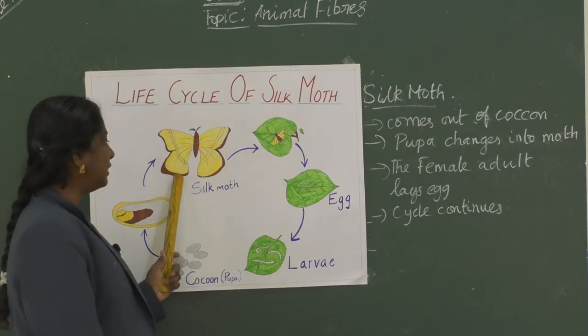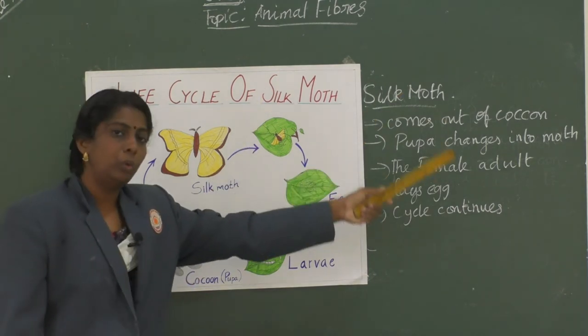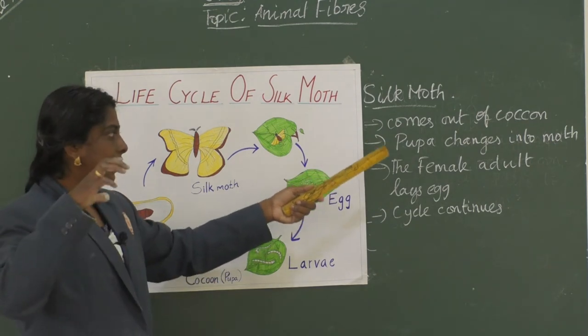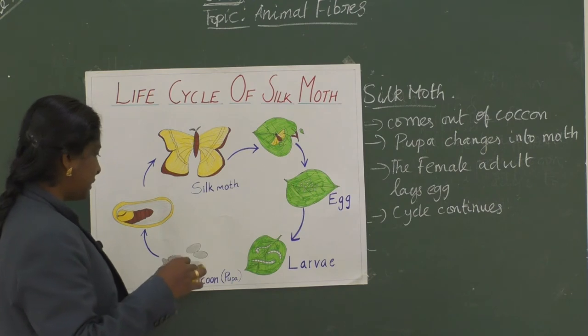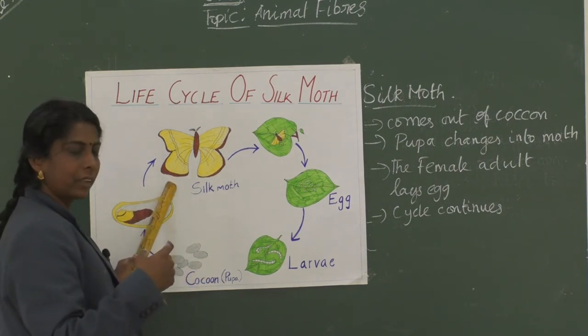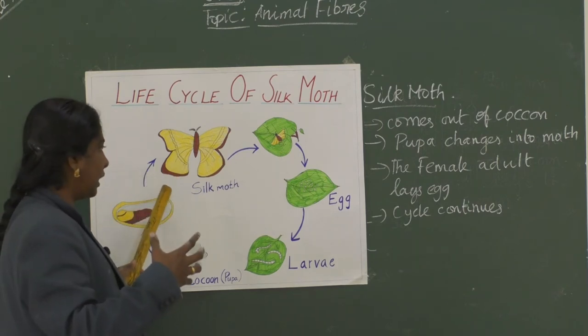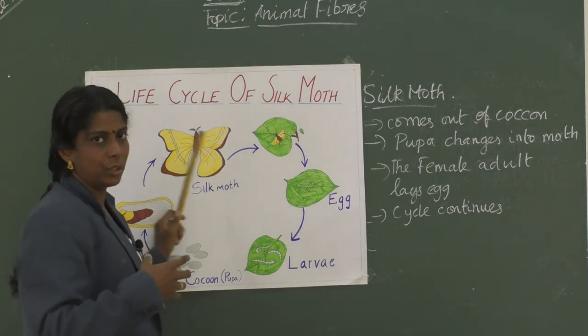The final stage, silk moth. The silk moth comes out of the cocoon. The pupa which is surrounded by the cocoon changes into the silk moth. So obviously, what will happen then? The female adult will lay eggs and the cycle continues.